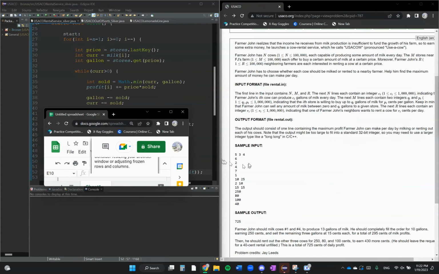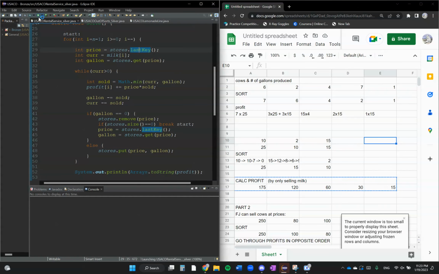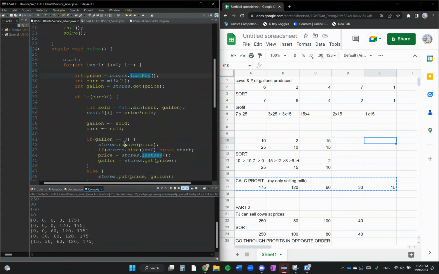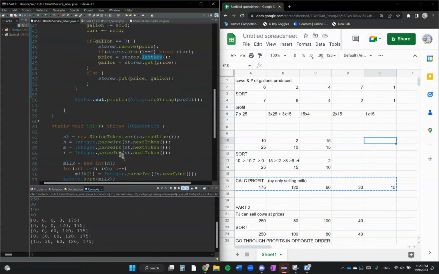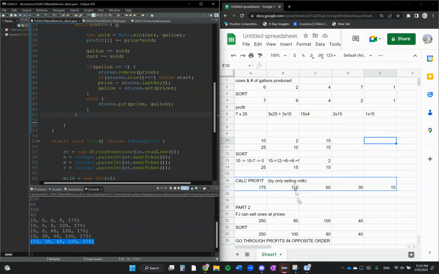So let's see if it is. Copy that input. It is. Interesting. Where else are we printing it out? Oh, it's in the for loop. Well, it doesn't matter. Let's look at the last value. So it's going to be 15. Oh, it's going to be sorted in reverse order. 15, 30, 60, 120, 175. So yeah, it works. Nice. So we're calculating the profit correctly if Farmer John is only going to be selling milk.